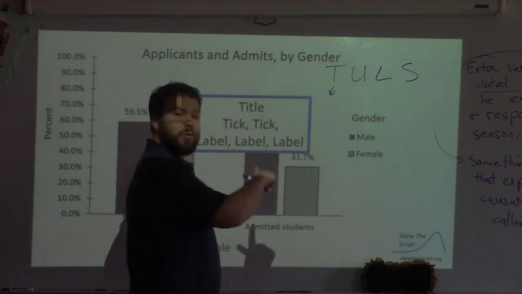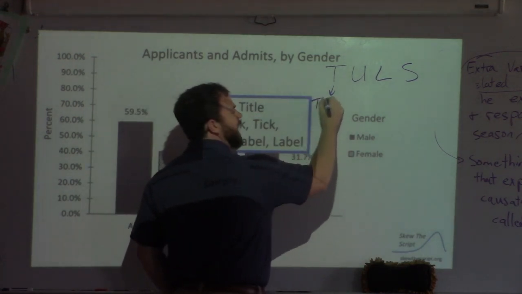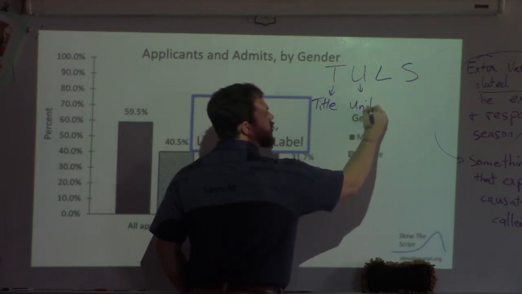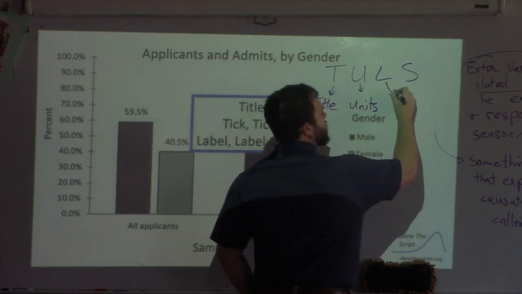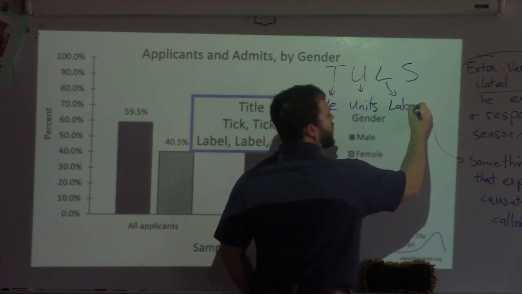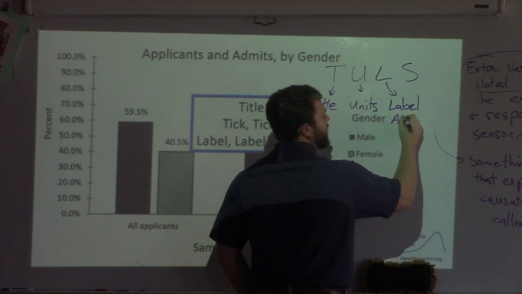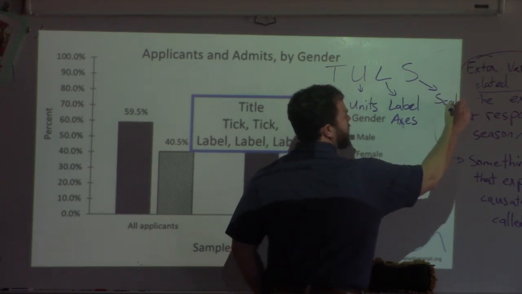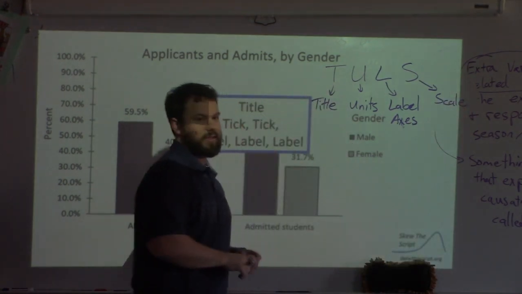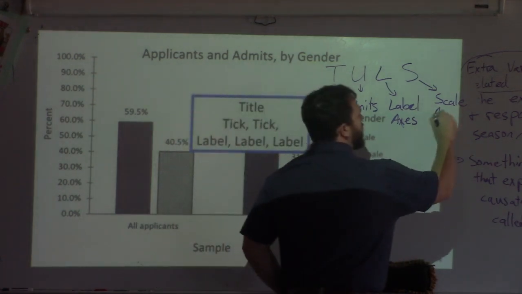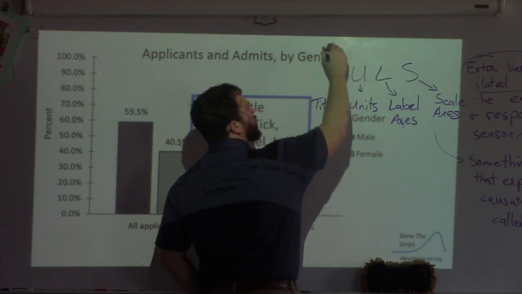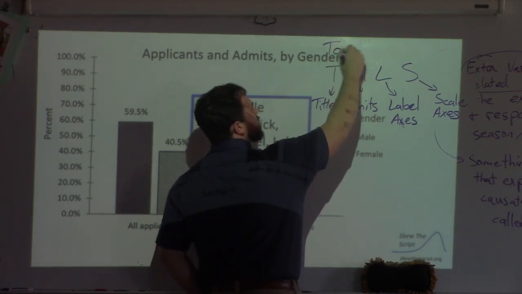What's this tool? The title of the graph. You've got to make sure you have the correct units. You've got to make sure you label your axes. If you are going to make a graph for me, you've got to make sure you have the right tools.